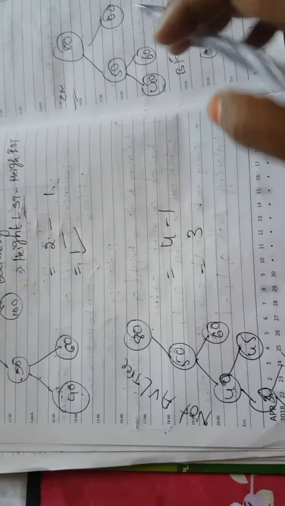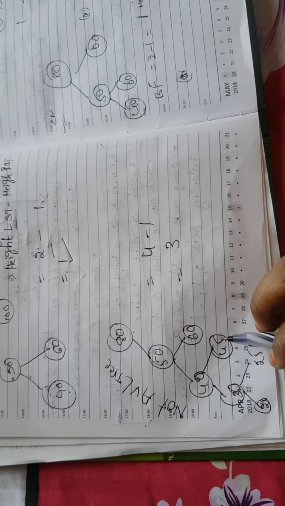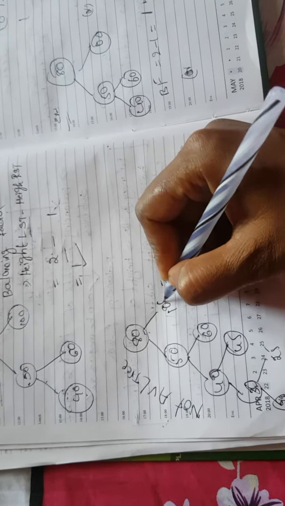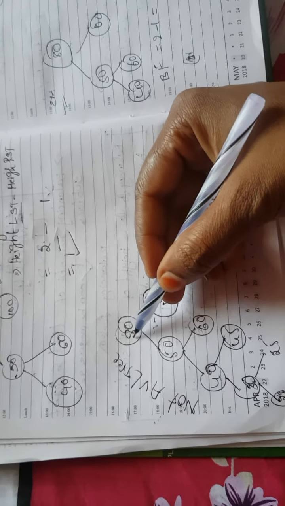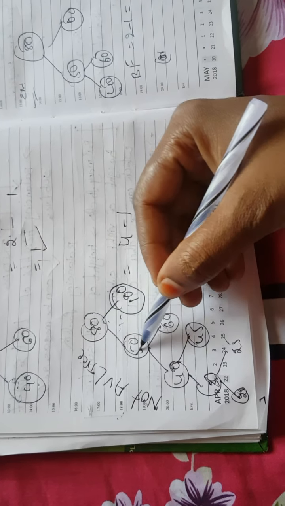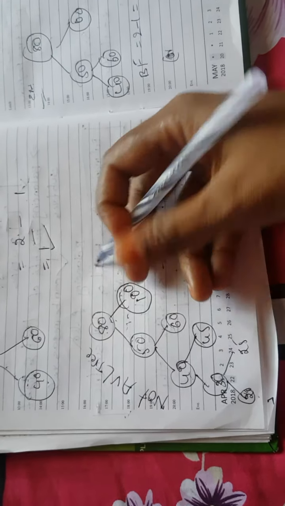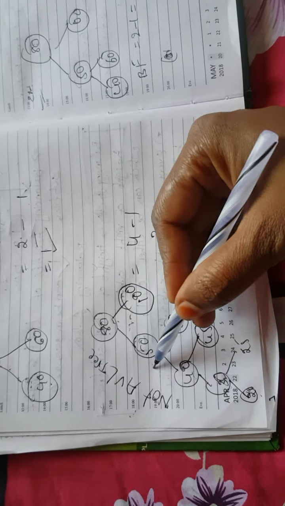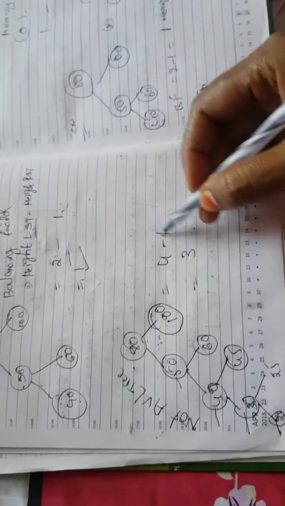Then I will take another example. Here 80, 50, 40, 60, and then 30, 25, and then 20, 25. Here 100. It satisfies the binary search tree condition and the binary tree condition. But here, the height of the left subtree: how many levels do you have? 1, 2, 3, 4 levels, except the root node. This is the root node. This is the first level, the second level, the third level, the fourth level. The height of the left subtree is 4.